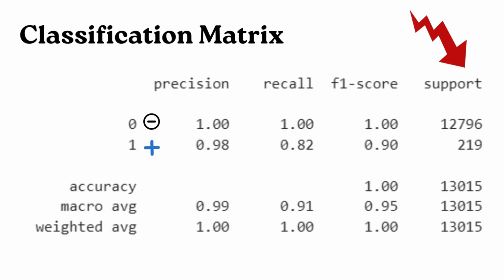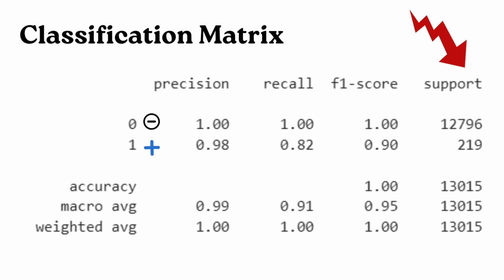Now let's look at an example. If you are looking at the scikit-learn library in Python, this is a classification report that you can generate. In this classification report, you can see there are four columns: precision, recall, F1 score, and support. We already know what precision, recall, and F1 score are. What is support? In scikit-learn, support means the number of samples.